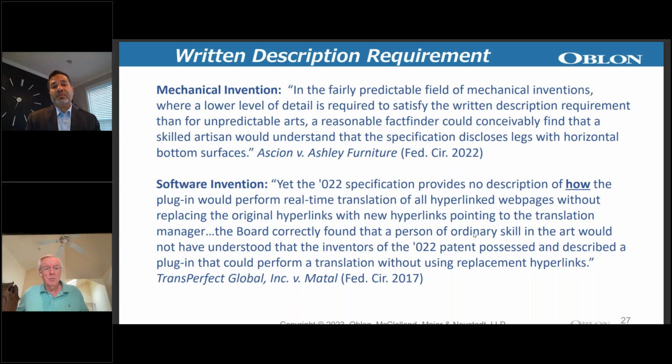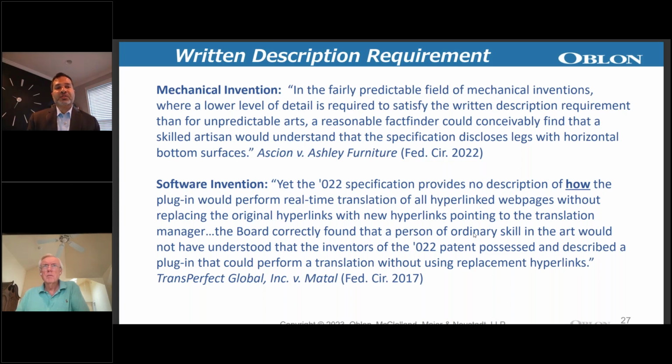But in the same section of the MPEP, they point to a distinction for software inventions. You need to provide a description of how certain features work. There's less predictability in software arts, and therefore there can be a higher scrutiny as to what you have to put into your description. This comes from the TransPerfect Global versus Mattel case. So we're seeing there is a distinction between mechanical arts and software arts in terms of what the patentee needs to provide in their own description to make sure they're satisfying these requirements over what the claim scope is going to entail. And this is explicit in the MPEP, it's explicit in our case law.